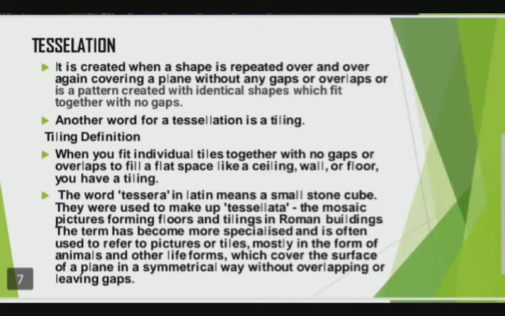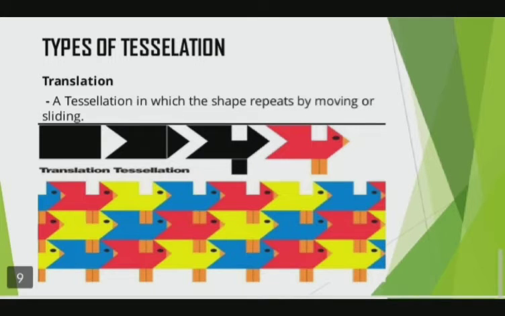The word tessera in Latin means a small stone cube. Here are some types of tessellation. Translation tessellation is a tessellation in which the shape repeats by moving or sliding. So here's the picture of translation tessellation.